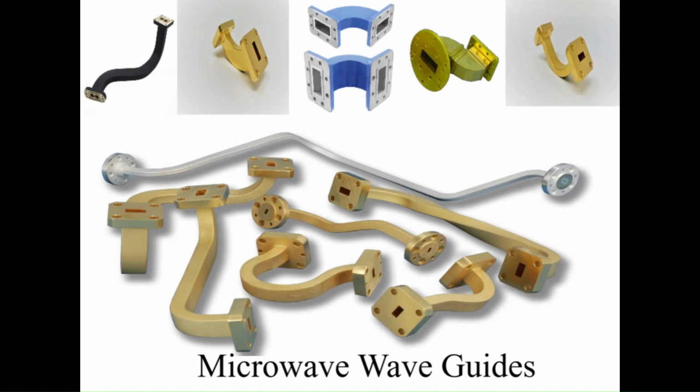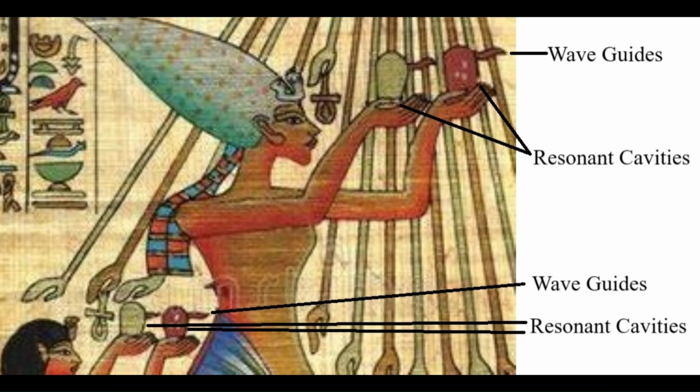As mentioned in the previous episode, I believe the spouts represent waveguides. Waveguides are used to efficiently transmit microwave frequencies from one point to another. They function as structures that confine and direct electromagnetic waves.